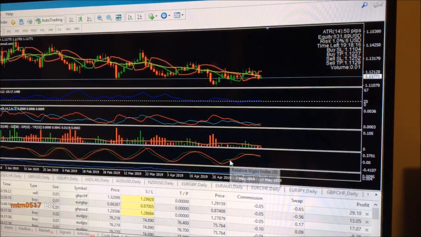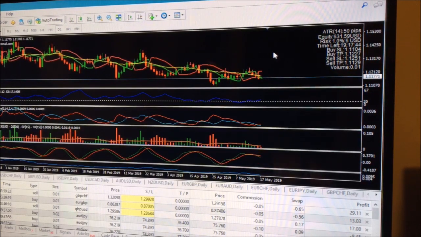Alright, and then the last one I have down here is the Relative Vigor Index, or RVI. That is what I use to tell me when to exit a trade. So if I am in a short and the green line passes above the red line and closes, then I exit that trade. Until I am in a trade, I don't care what this one does. This one doesn't help me enter, it only helps me to exit.